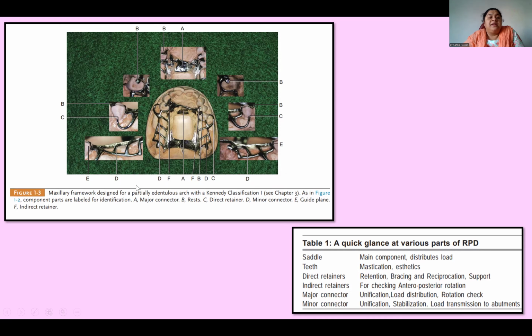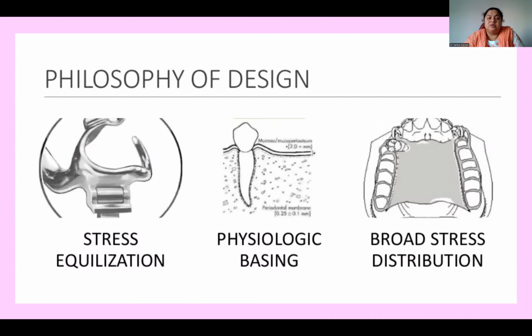And then we have the indirect retainer. Indirect retainers compensate for other kinds of forces. You see in table one, also in the picture, it's written. Direct retainers are for retention, bracing, reciprocation, support. The indirect retainers are there for unification, load distribution, rotation, minor connector stabilization, and load transmission to the abutments.